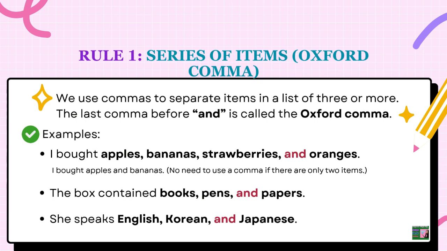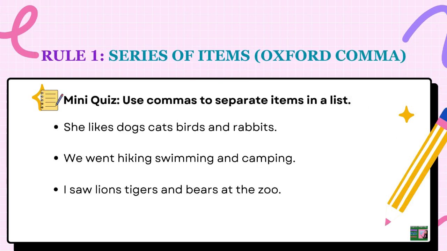Bear in mind, use commas to separate three or more items in a series and always add the word "and" before the last item in a list. If there are only two items, no comma is needed. Just use the word "and." So let's test what you've learned. For your mini quiz, use commas to separate items in a list.